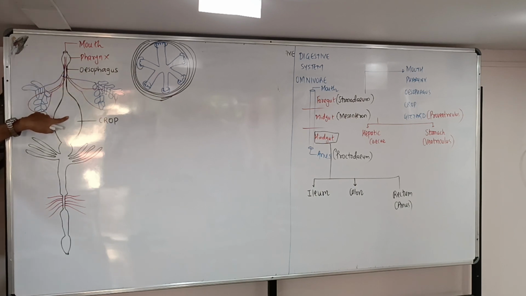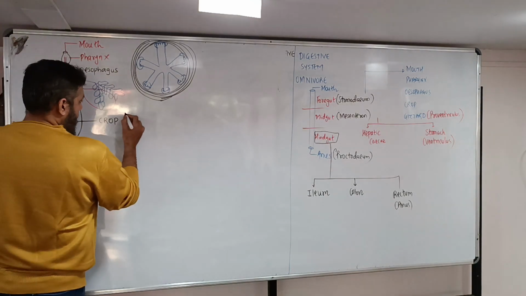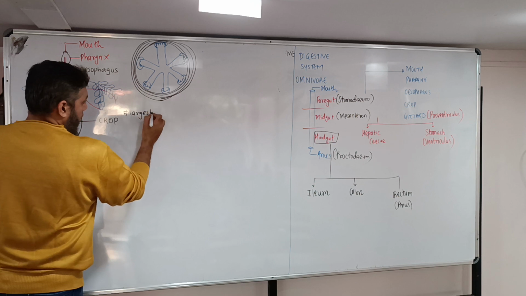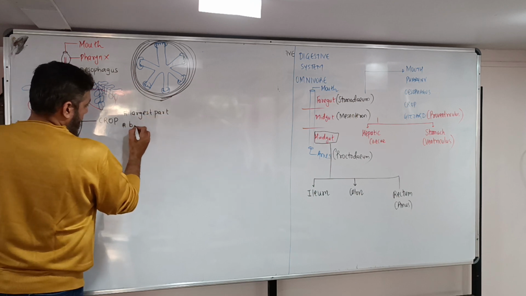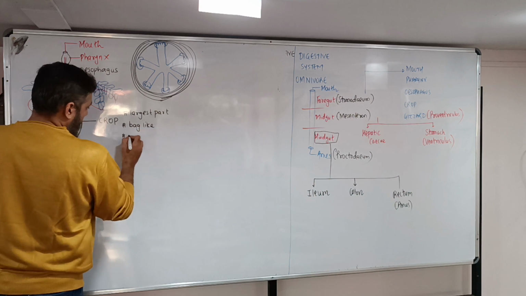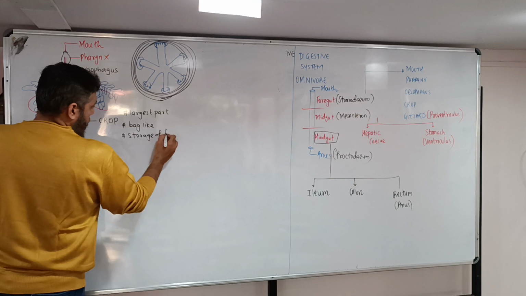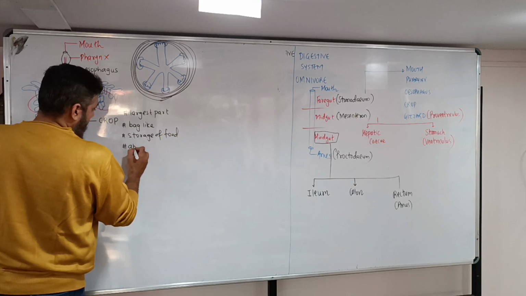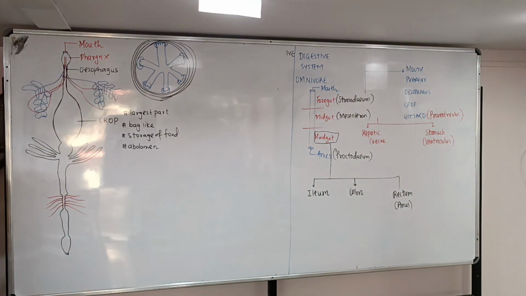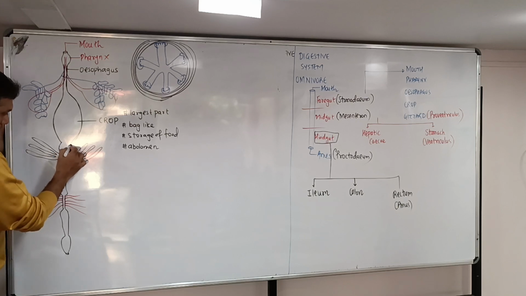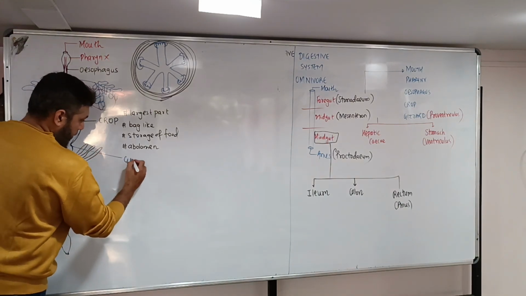The esophagus passes through the neck, which is called the cervical. And I said the crop is the largest part of the alimentary canal. It is located in the abdomen and it helps in the storage of food. It's a bag-like structure, and it helps in the storage of food and is located in the abdomen. Clear everybody? Yes? Now, the crop opens into the gizzard.